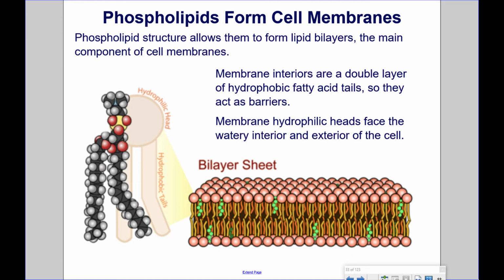Phospholipids form cell membranes. Phospholipid structure allows them to form lipid bilayers, the main component of cell membranes. Membrane interiors are a double layer of hydrophobic fatty acid tails, so they act as barriers. Membrane hydrophilic heads face the watery interior and exterior of the cell.